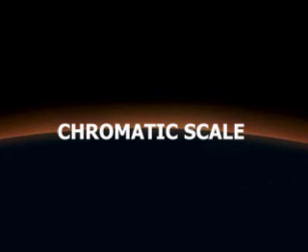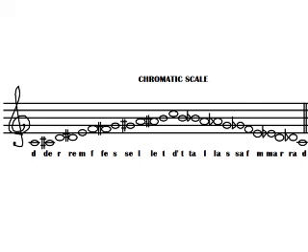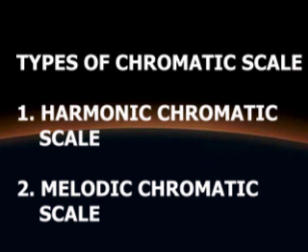The chromatic scale makes use of all the notes. So you have C, C sharp, D, D sharp, E, F sharp, G sharp, A sharp, B, and C. Those are the notes that make up a chromatic scale. And a chromatic scale has two ways it is constructed. We have the harmonic chromatic scale and the melodic chromatic scale.